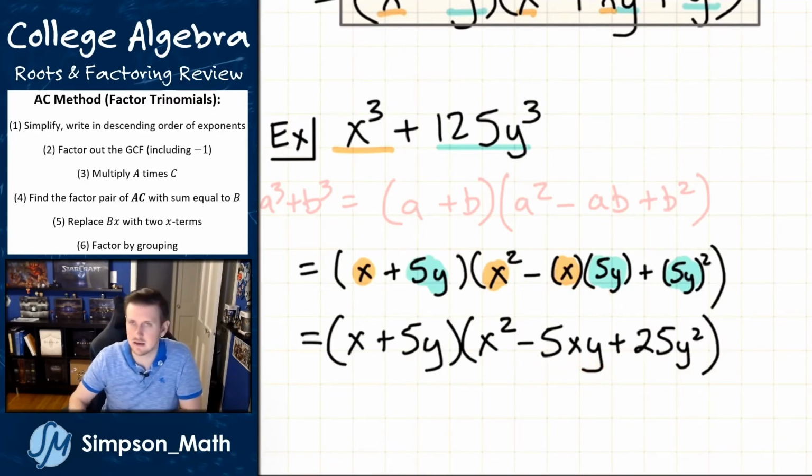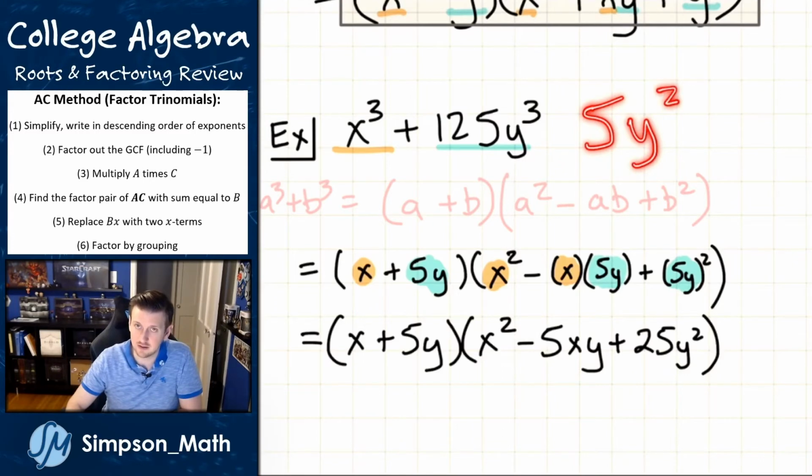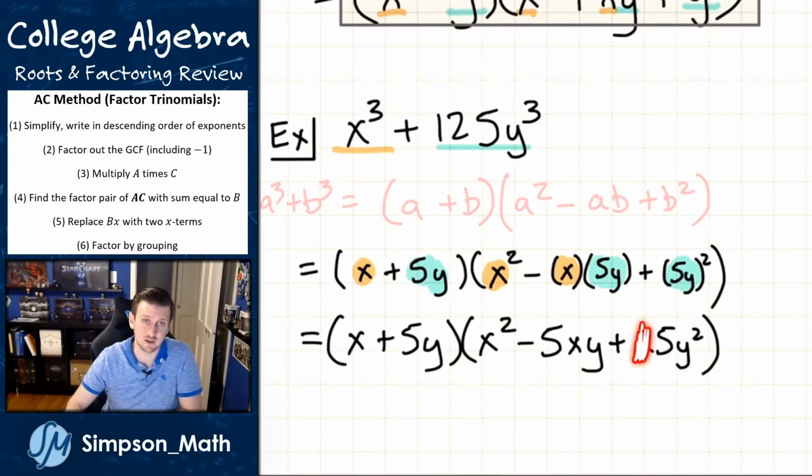We like to write them in alphabetical order with the numbers in front. And then this is 5y with parentheses around it, squared. This is 5y times 5y. So that's 5 times 5, which is 25, y times y, which is y squared. If you just wrote 5y squared, then you would not have 25y squared. So make sure that you do that.